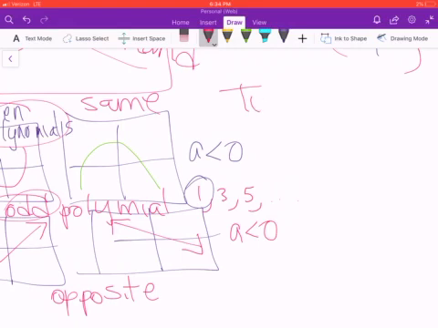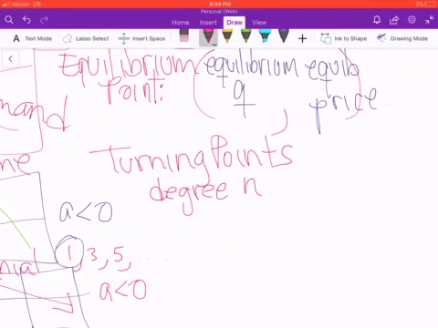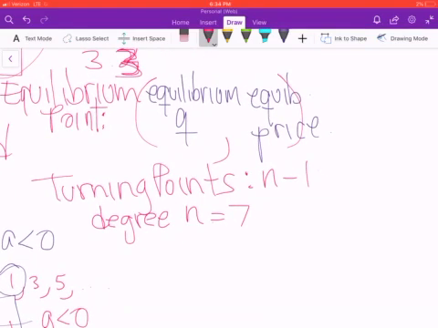Also, study about turning points. One of your slides says that if some polynomial is of degree n, then the maximum number of turning points that this could have is going to be n minus 1. So for example, if we have a degree of 7, then the maximum number of turning points will be 6.